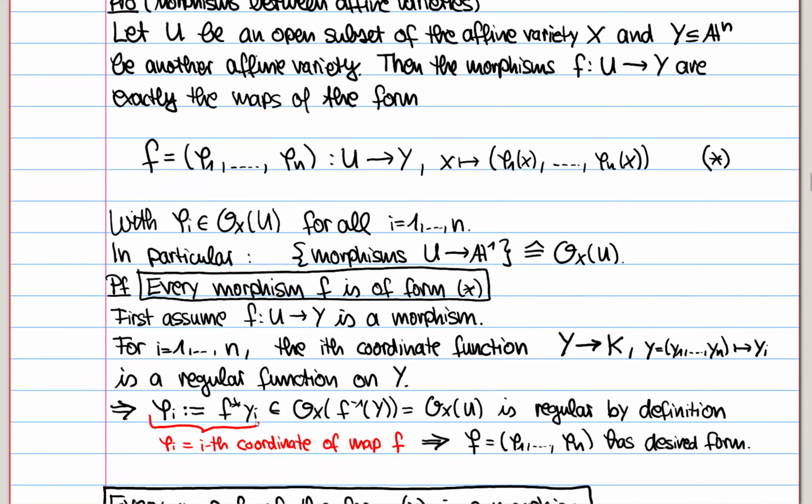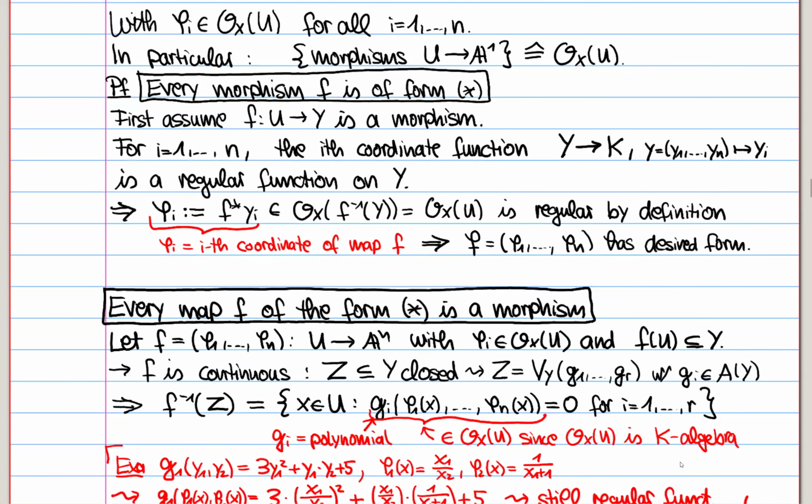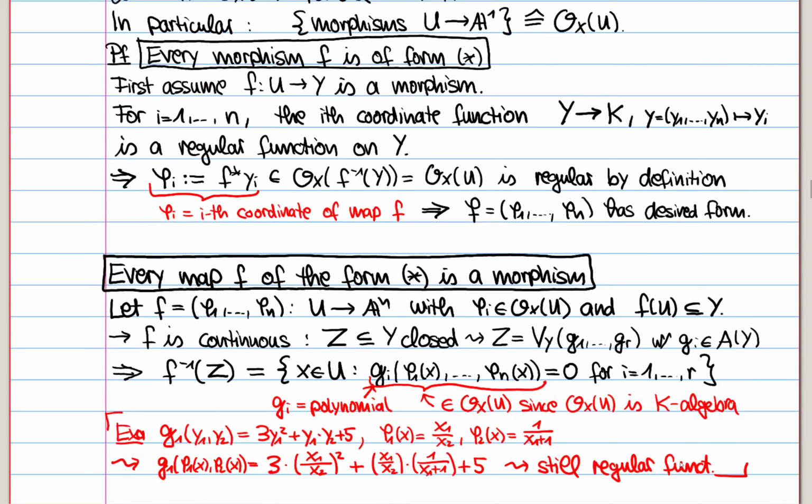And then because this was a regular function, by definition, the pullback is also a regular function on the pre-image of Y, but the pre-image of Y is everything. So it's just U. And so phi_i is indeed a regular function, and F has the desired form. That was one direction. We just plugged in the coordinates. And then now comes the reverse direction, that if you write down a map F of that form, then it gives a morphism.